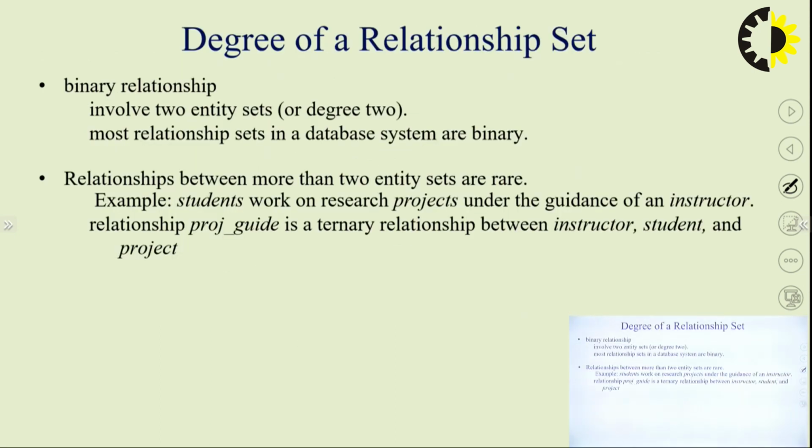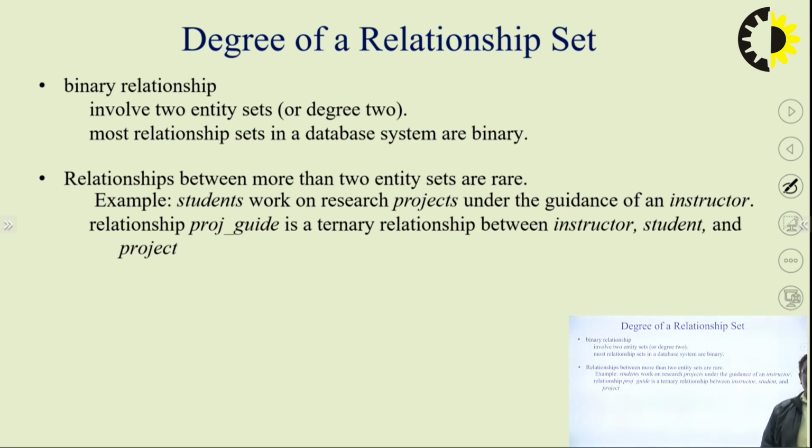So next is the degree of a relationship set. Here we discuss mainly the binary relationship. A binary relationship involves mainly two entities. If two entity sets are involved, we say it is of degree 2. Most relationship sets in a database system are binary. Maximum relationships are binary in nature only. Relationships between more than two entity sets are very rare, but it can be possible.